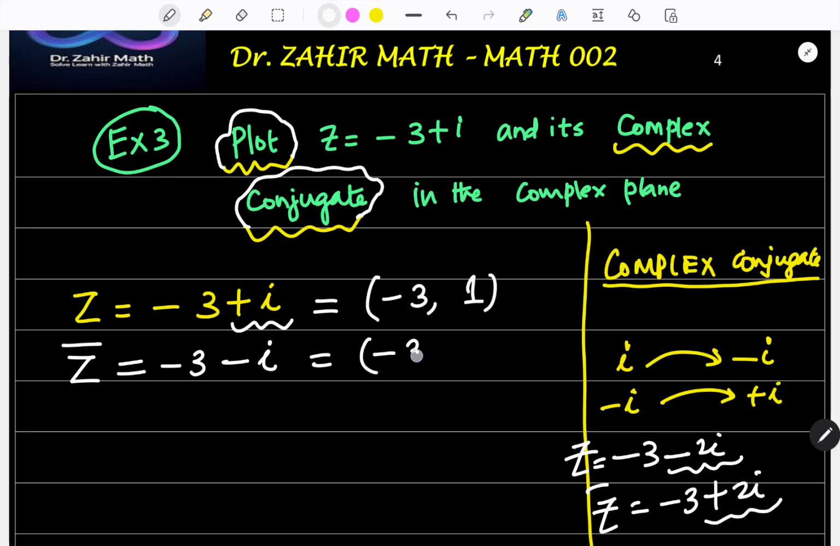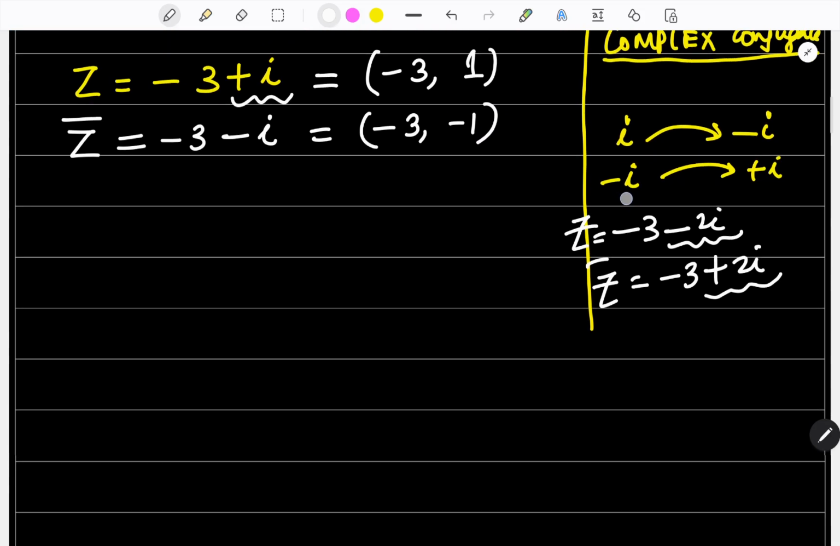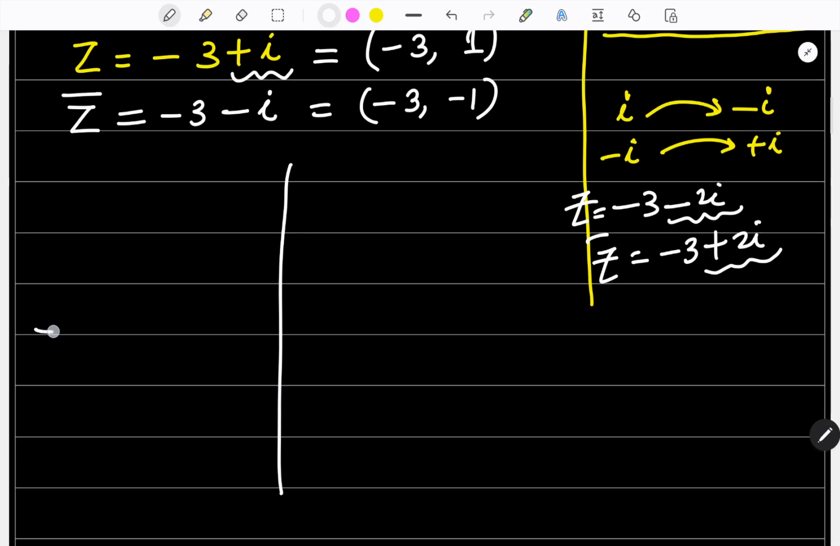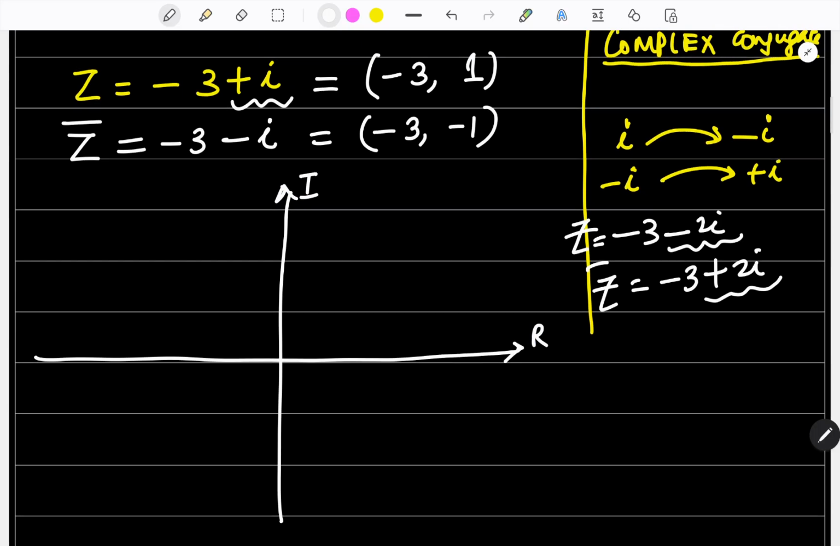And this will be what? Minus 3 comma minus 1. Okay, right. Now we are going to draw the axis. This is real axis and this is imaginary axis. Imaginary axis means the same like y-axis, but the points are all i's. That's it.